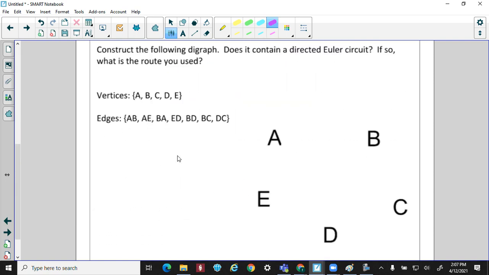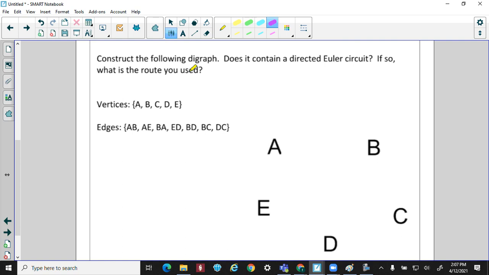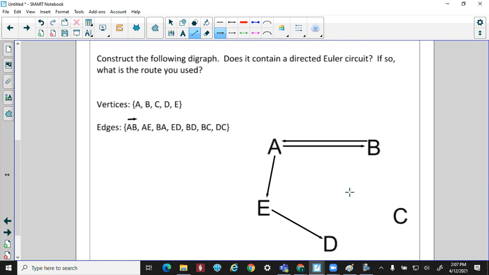All right. This will be the last one we're going to do. It says construct the following digraph. Does it have a directed Euler circuit? A directed digraph basically means the first letter is going to the second letter. See where it says AB? That just means A to B. Boom, there it is. Then A to E, B back to A, E to D, B to D, B to C, and then D to C.